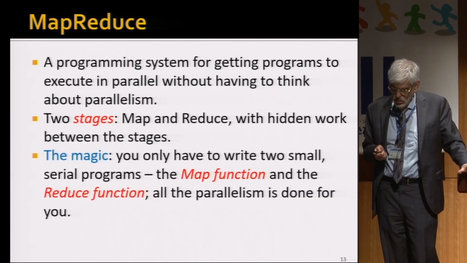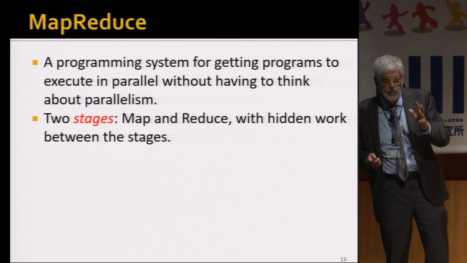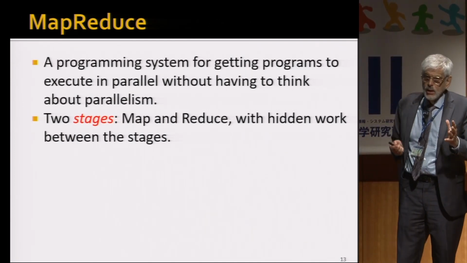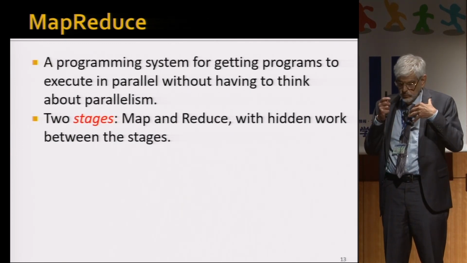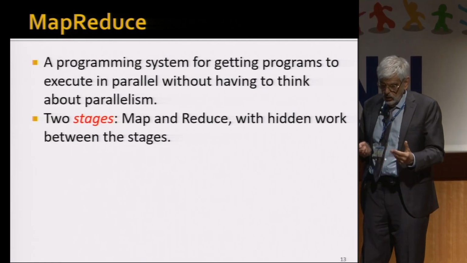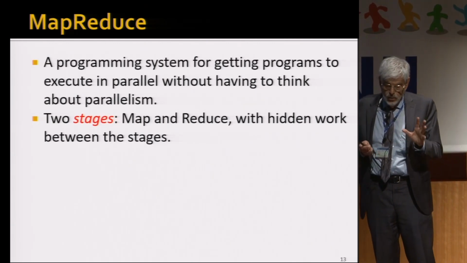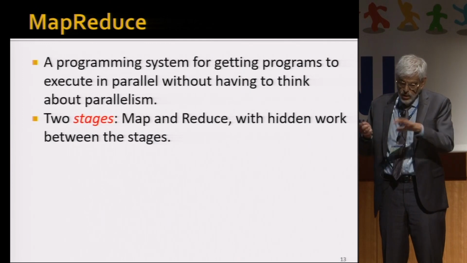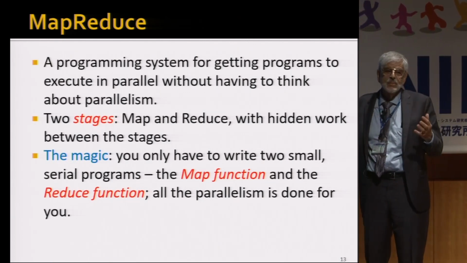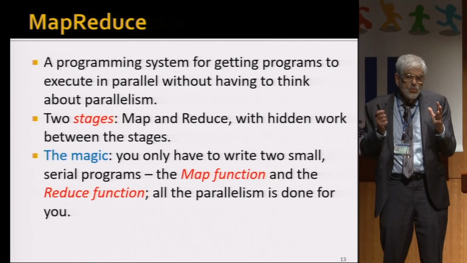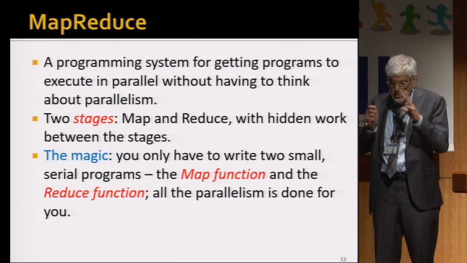Okay, so as I should have said, you write 2 pieces of code called a map function and a reduce function. A system like Hadoop then will take your code and apply your functions in parallel, and then it does some hidden work, which I'll tell you about. First, there's a map stage, then the hidden work, and then the reduce stage. And the great thing about this is you just write 2 typically simple small functions, and they're serial functions, and then all the parallelism is done for you.